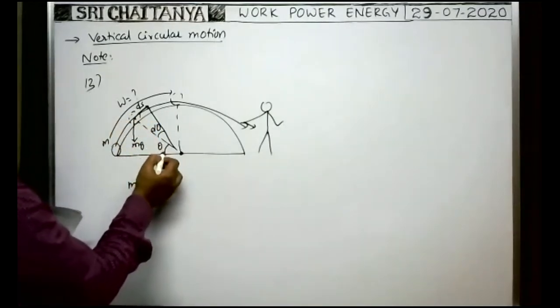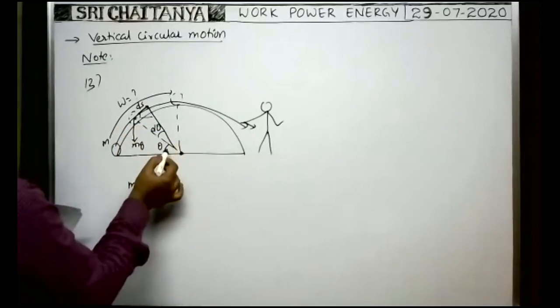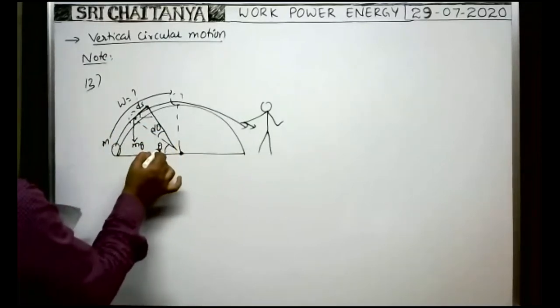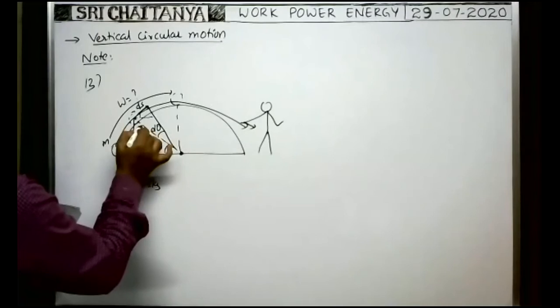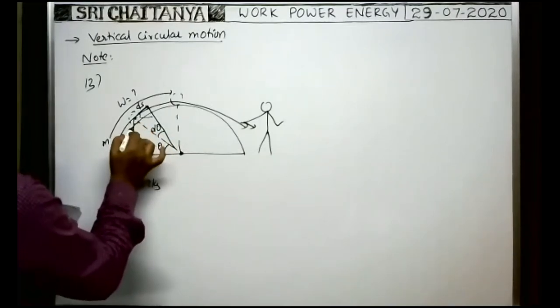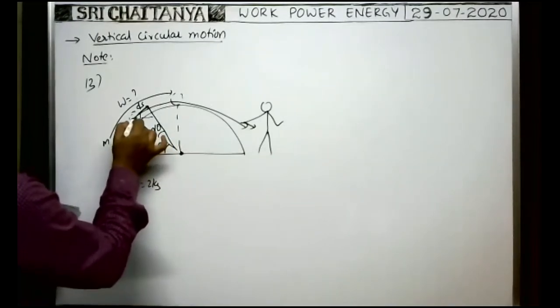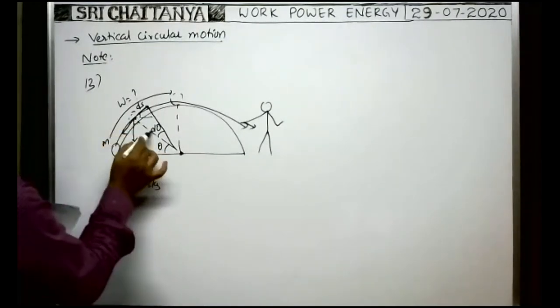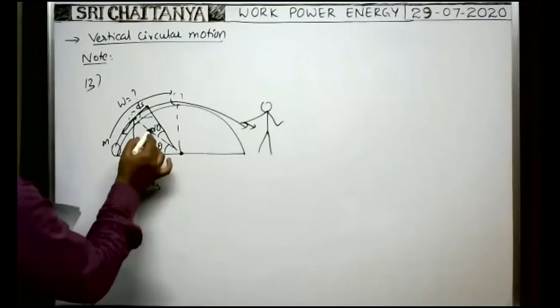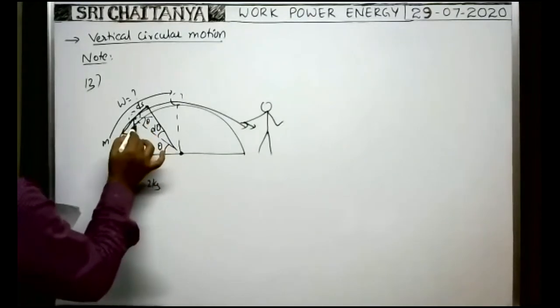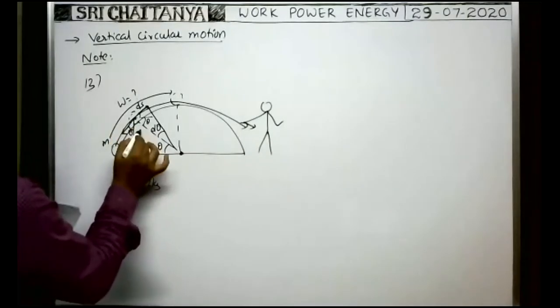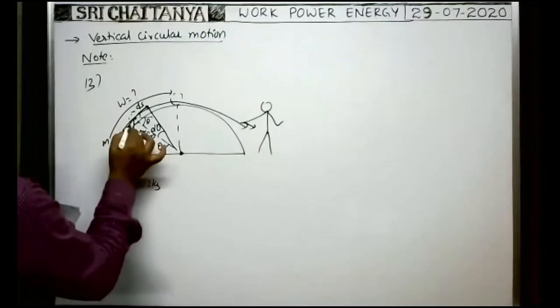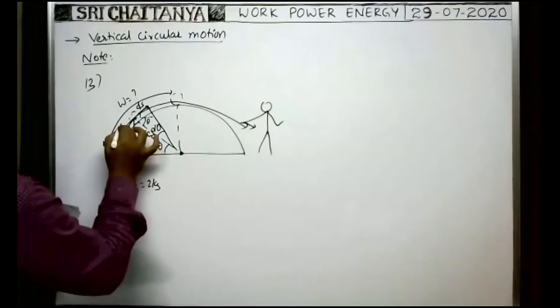You see, if it is theta, then the angle made by this line with the horizontal is theta. That's why it is theta. So this angle is 90 minus theta now. Suppose we draw the tangent at this point; the angle made by this line with the horizontal is theta, so this is theta and this is 90 minus theta. This component is mg sin theta. This component is mg cos theta.